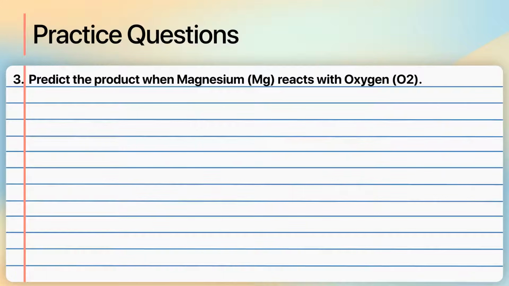Question 3. Predict the product when magnesium reacts with oxygen. This question crosses over with some content from our Chemistry Foundations lessons, so check back there if you need some extra clarity.